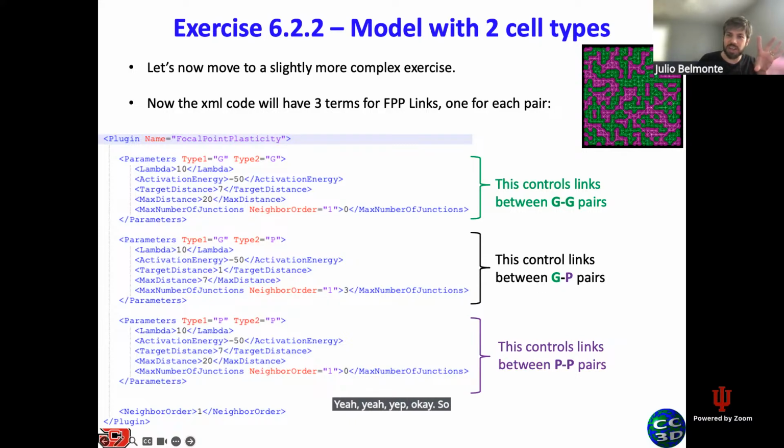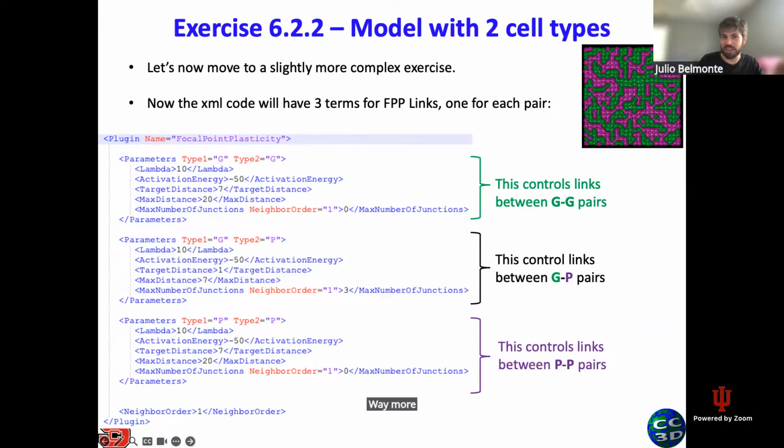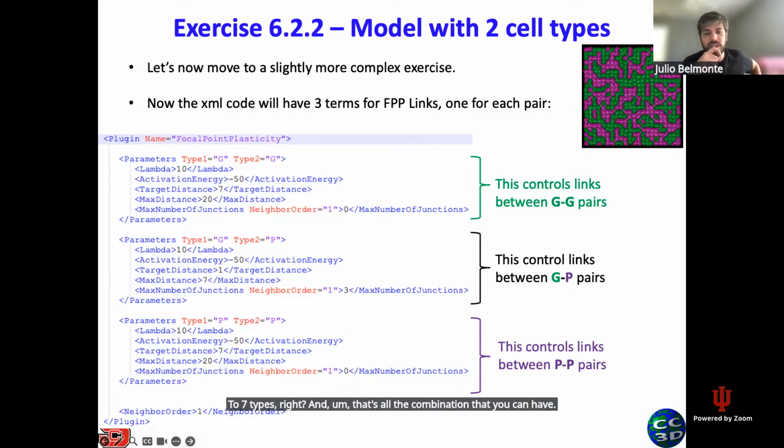So you can already see that if I define 3 cell types, they're going to have way more interactions. Then that goes to 7 types, and those are all the combinations that you can have. So the more cell types you have, the more pairwise interactions you have, and you have to specify each one of them.